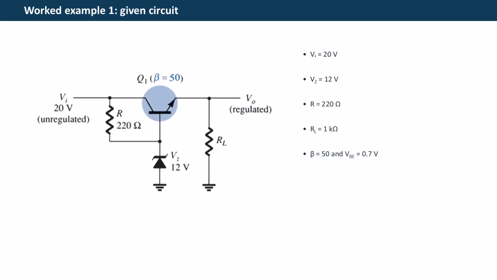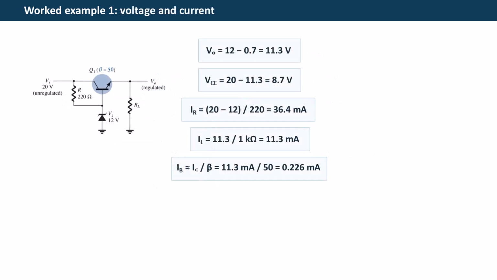We now analyze the simple regulator. First, identify the assumed model and given values. The Zener is assumed to be in regulation. The transistor base emitter voltage is taken as 0.7 volts and beta is 50. The output follows directly from the emitter-follower relation. The current through the 220 ohm resistor is 36.4 milliamperes.